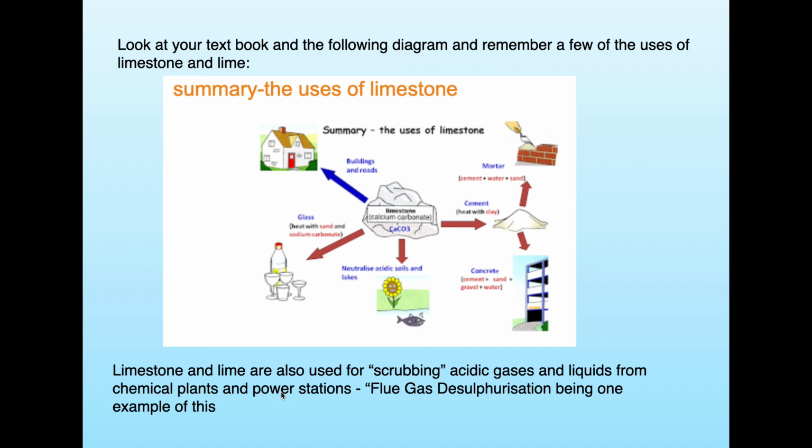So in chemical plants and power stations, we can use some form of calcium carbonate, calcium oxide or calcium hydroxide. Flue gas desulfurization is one example of this. So remember, you can pass the gases from the power station through calcium carbonate or calcium hydroxide, and it removes the acidic gases.